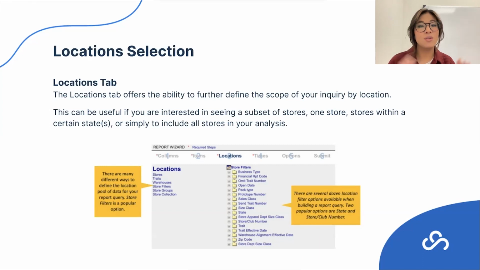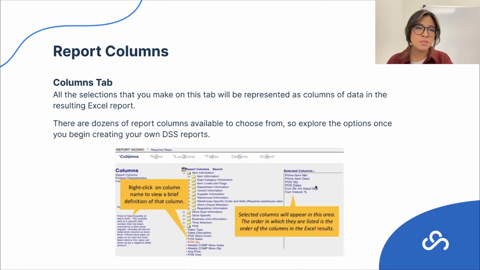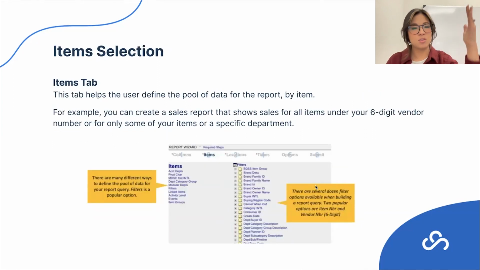So to me, I prefer to be very specific with my columns, but then be very general with my items and be as general as possible with my locations, because I can always filter and sort within Excel. It's a lot faster for you to do that than for you to utilize Retail Link and have to rebuild queries from scratch all the time.